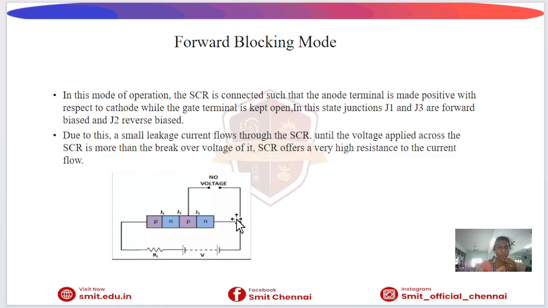Next one is the forward blocking mode. This is the forward blocking mode diagram. The condition is anode is positive and the cathode is negative, and the gate is kept open, so no current flows through the gate. The junction biasing is: J1 is forward biased, J2 is reverse biased, and J3 is forward biased. So what is the result? J2 prevents the current flow because there is no gate signal, so there is no voltage across the gate. Only a very small leakage current flows. So the SCR behaves as an open switch.